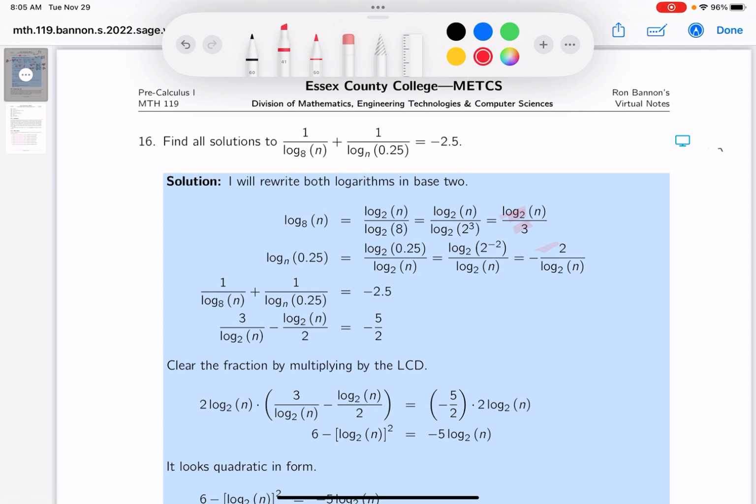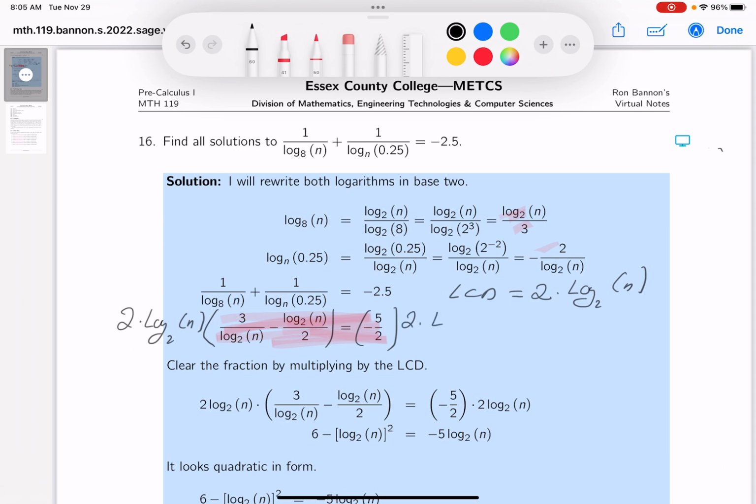Let me remind you, I'm looking at this equation over here, and the LCD for that is 2 times log base 2 of n. I'm going to multiply the left side and the right side by the LCD, so by 2 log base 2 of n. Let's do that.